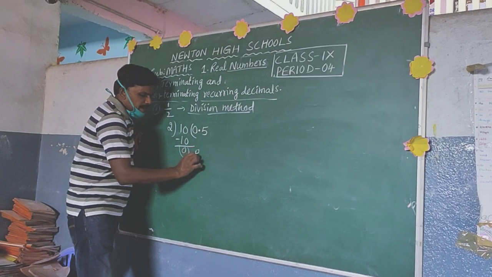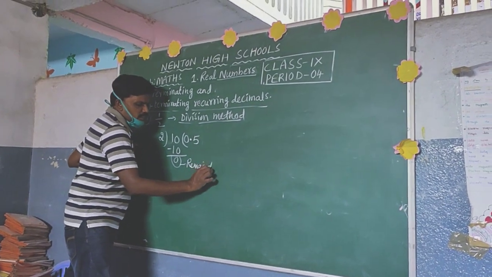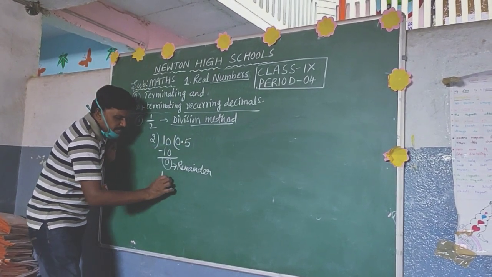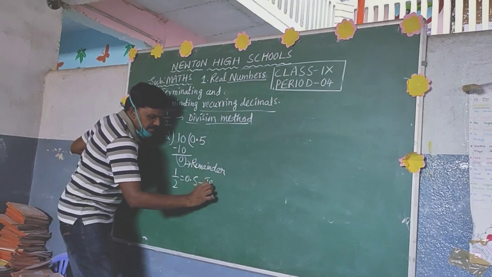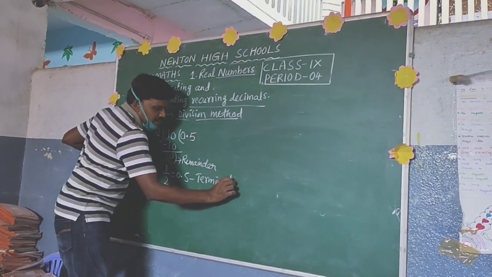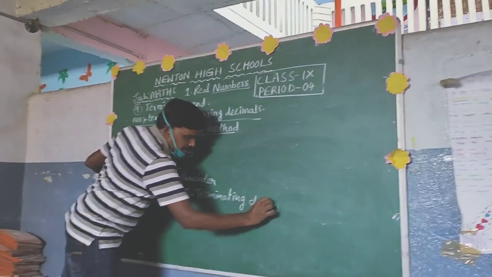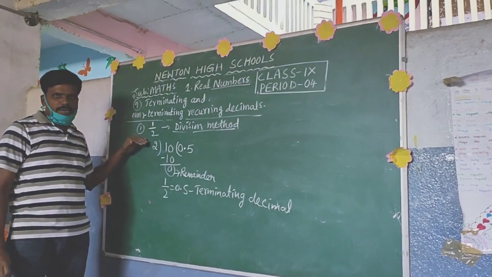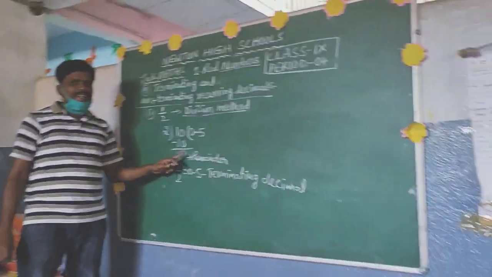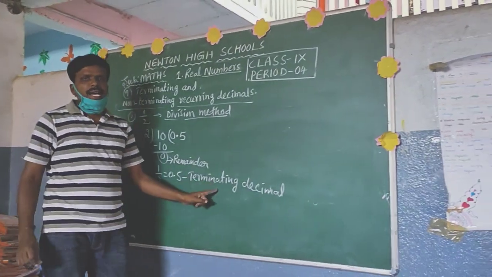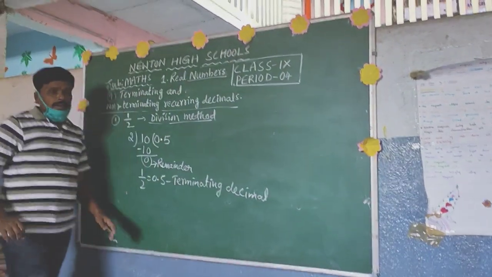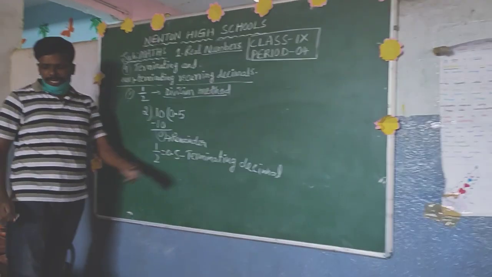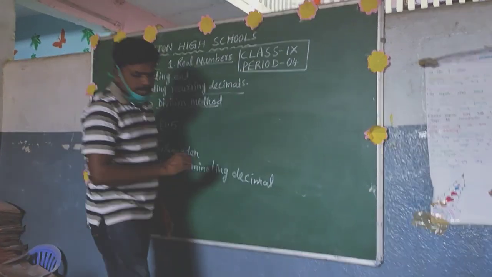So then what did we get as the remainder? In this case, we got the remainder as 0. If we got the remainder as 0, then it is known as a terminating decimal. What do we call it? Terminating decimal. What is a terminating decimal? When you divide the numerator with the denominator, if we got the remainder as 0, then it is known as a terminating decimal. For example, we can take another one.